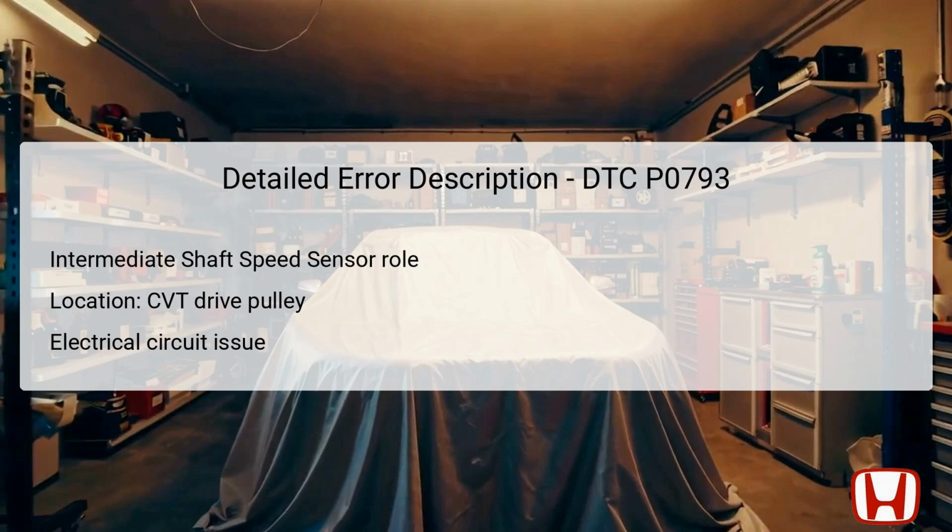If the sensor fails, or if there are issues in its circuit, the PCM may not receive critical data, leading to potential transmission performance problems. Understanding the location and function of this component is crucial for effective troubleshooting.